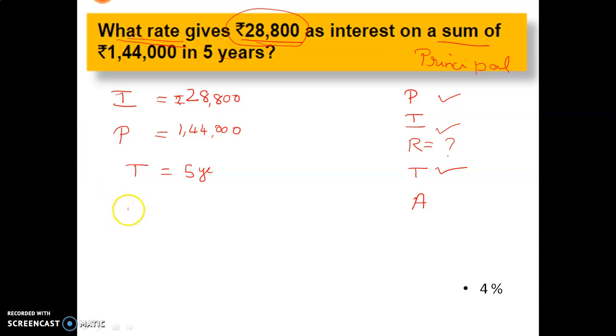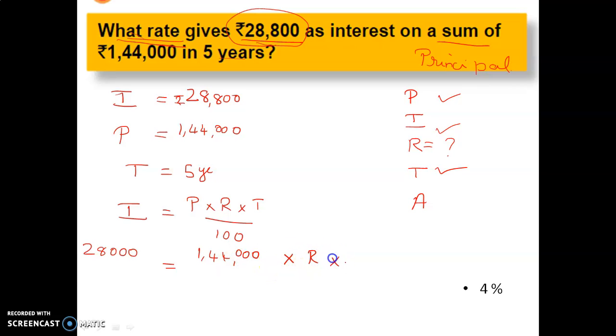What is the formula we know? I is equal to P into R into T by 100. So what is I? 28,800. What is P? 1,44,000. What is R? I don't know. What is T? 5, divided by 100. Now simplify.